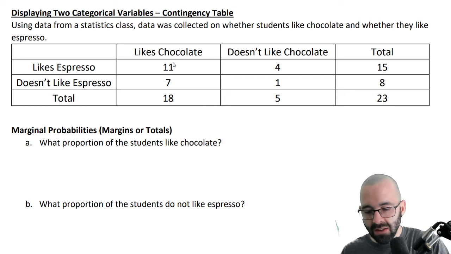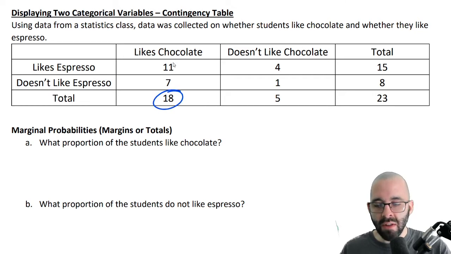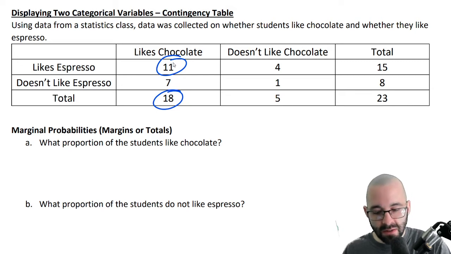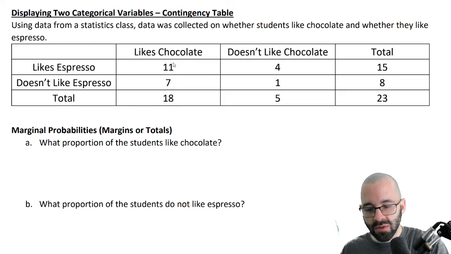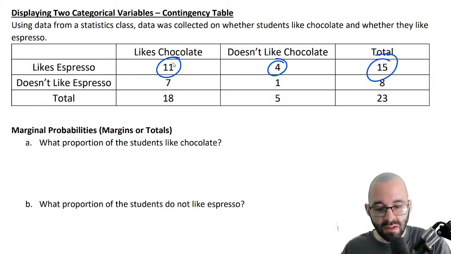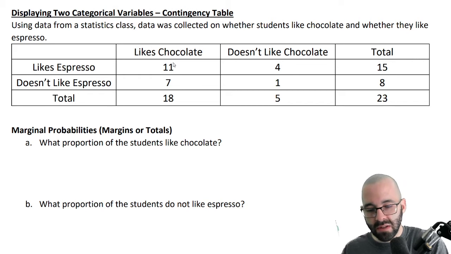right? But down here, this is the total number of students who liked chocolate. Because there were 11 that liked chocolate and liked espresso, and there were 7 that liked chocolate and didn't like espresso. So in total, there are 18 students who liked chocolate. Or you could look at the espresso. There are 11 students who liked espresso and chocolate. There are 4 who liked espresso and didn't like chocolate. So there are 15 total students who like espresso. And that's how we can interpret this table.